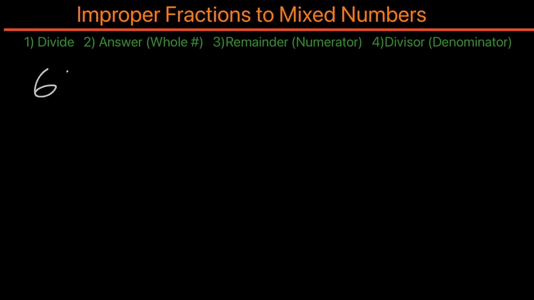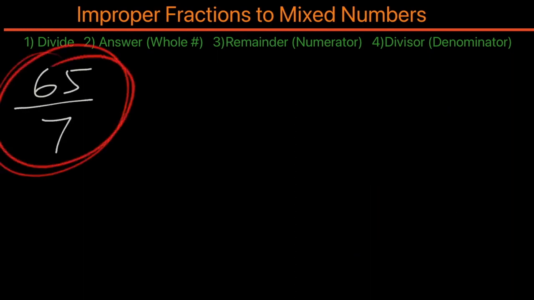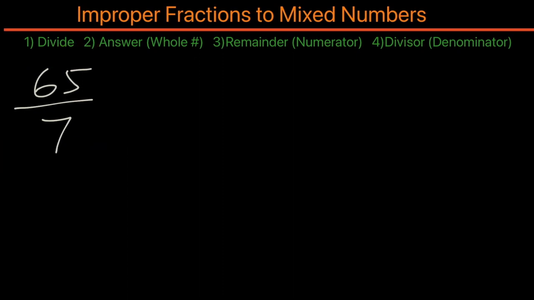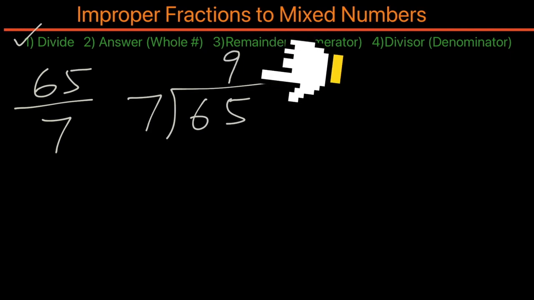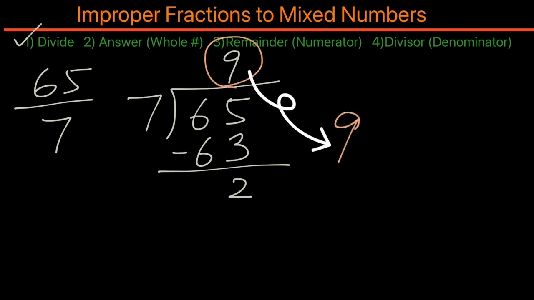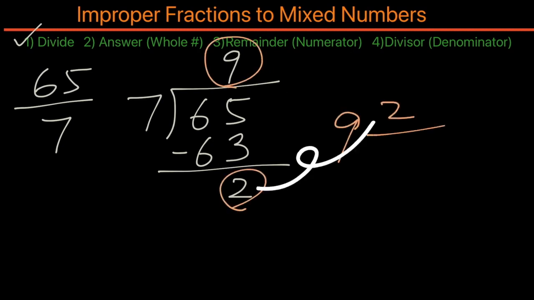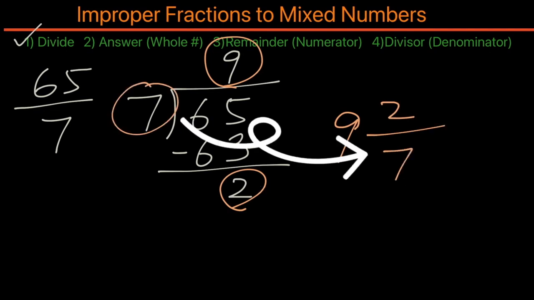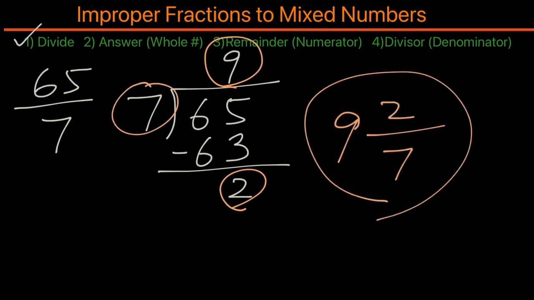Here's the next problem. 65 over 7. Going through the division process, we can see 7 times 9 equals 63. 65 minus 63 is 2. In this case, we have 9 as the whole number. Remainder is 2. And the divisor is 7. And this is the answer. So these 4 are examples of how you would convert improper fractions to mixed numbers.